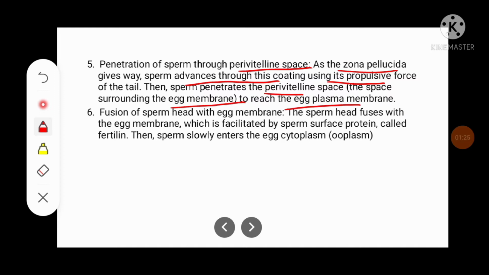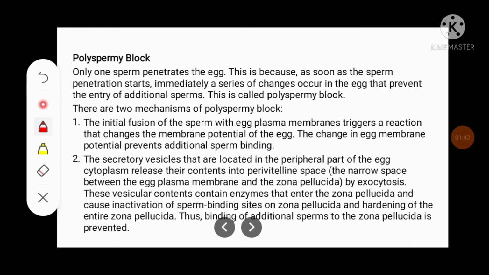Fusion of the sperm head with the egg membrane. So the sperm head fuses with the egg membrane, which is facilitated by a sperm surface protein called fertilin. Then the sperm slowly enters into the egg cytoplasm, that is the ooplasm.